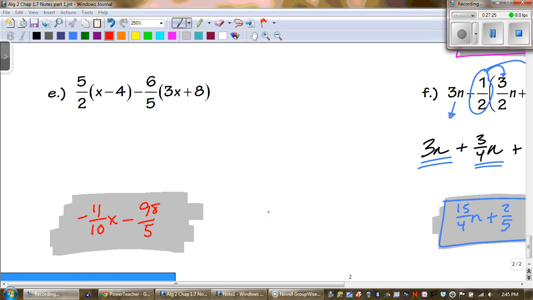But that's it for Algebra 2, Chapter 1.7 Notes, Part 1. The homework is on the website. I believe it's page 69 through 70, and you got 23 through 24, and then 62 through 80 evens.